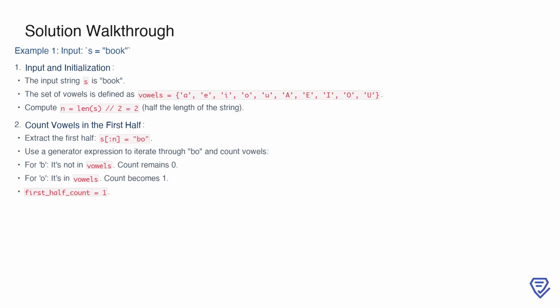For the first half, we extract the substring "bo". To count the vowels in this half, we use a generator expression that checks each character against the vowel set. For b, it is not a vowel, so the count stays at 0. For o, it is a vowel, so the count increases to 1. This gives us a first_half_count of 1.